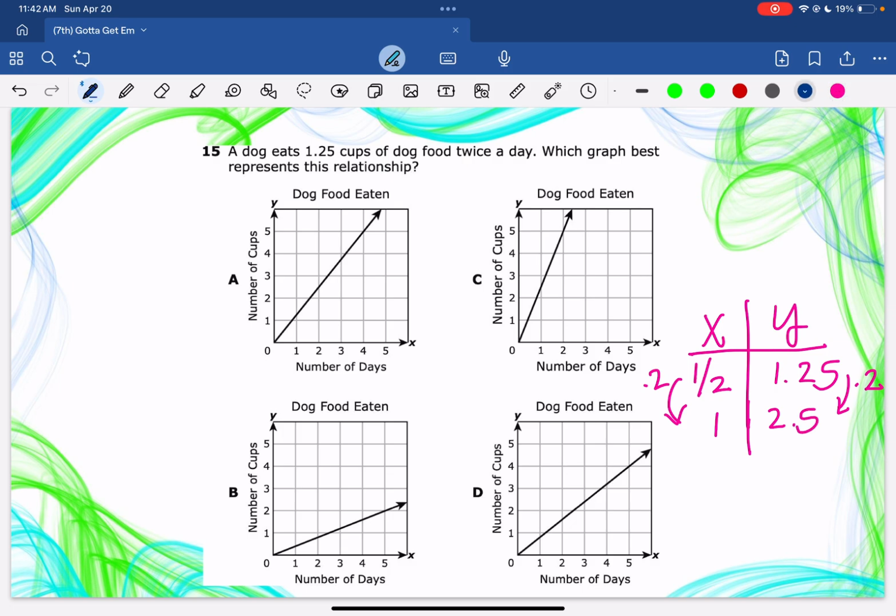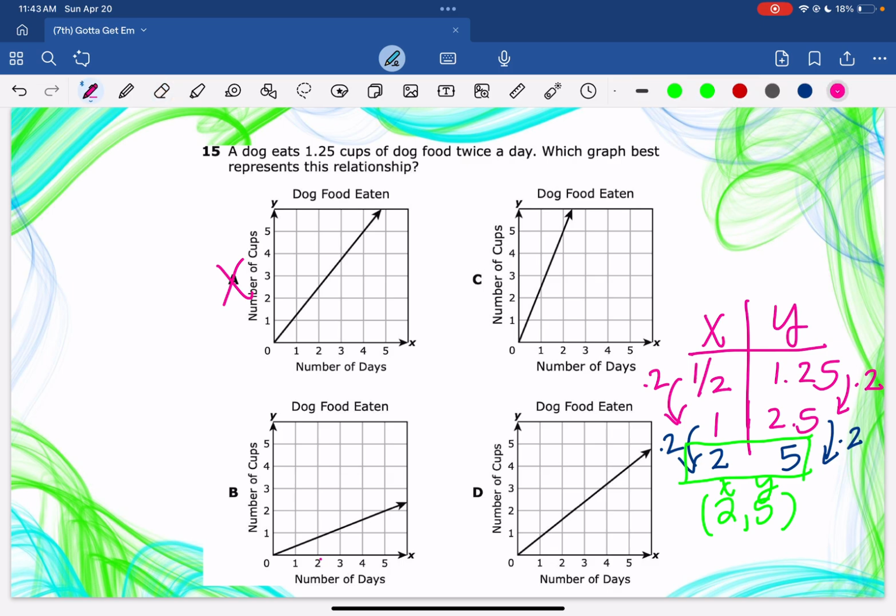Now I want to do that again. I want to go from 1 to 2 days. I'll double it, and that means I double the dog food, and I get 5. So I am going to look for the ordered pair where x is 2 and y is 5. For the first one, x is 2, y is 5. Yep, that doesn't work, so it's definitely not A.